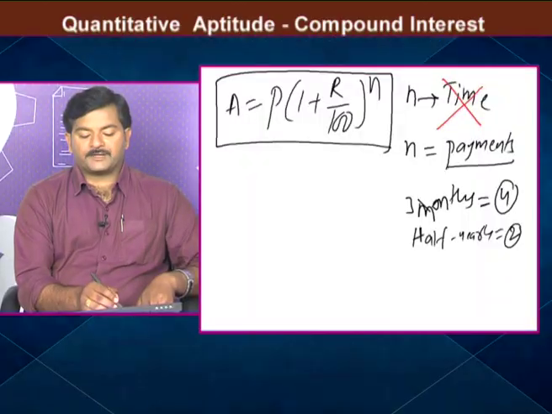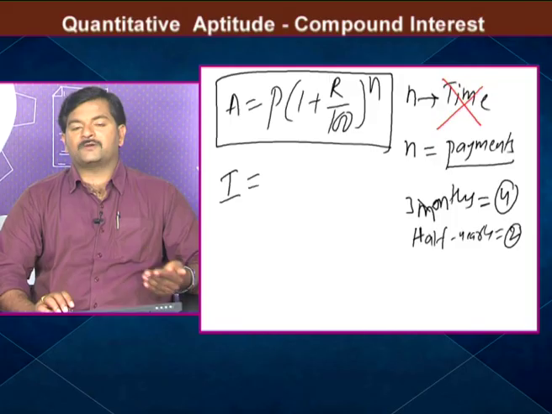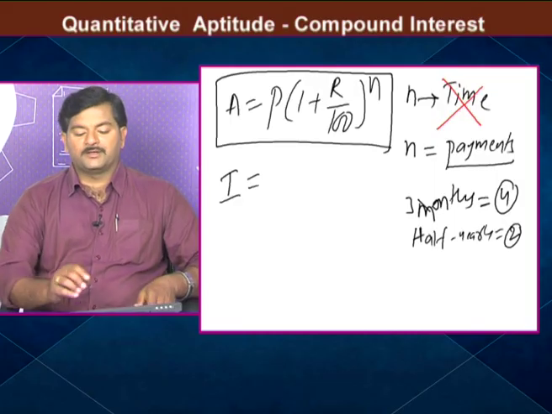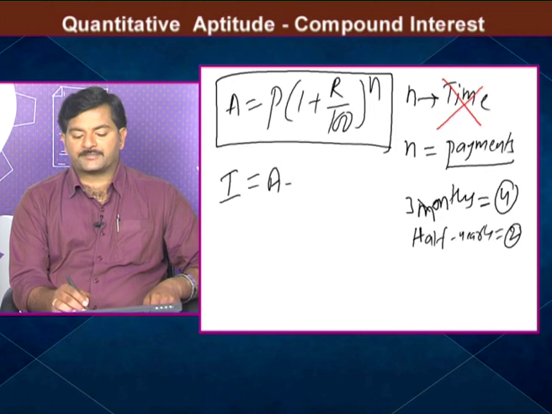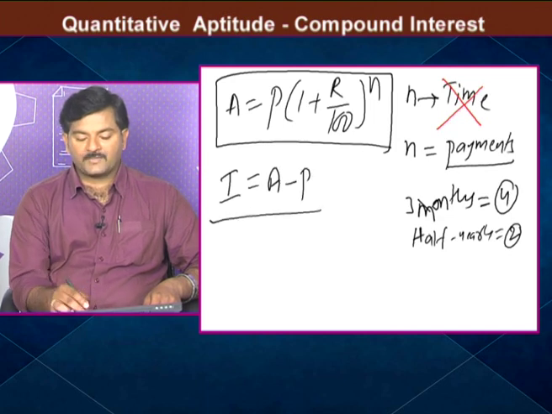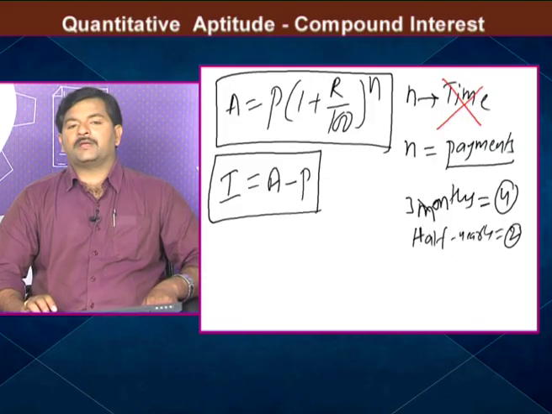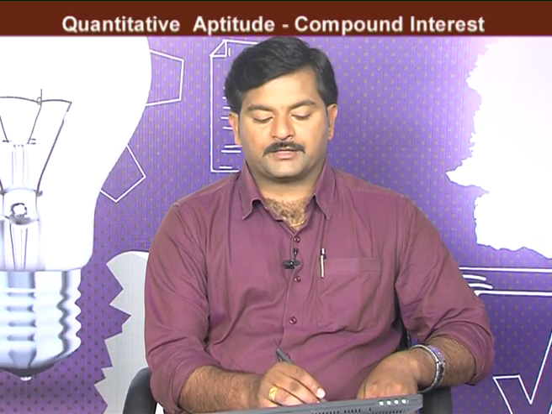Okay. So there is no separate formula to find the compound interest. If we ask you to find the compound interest, first of all we need to find the amount. After getting this amount, from this amount we have to subtract the principal. Then I is equal to A minus P. You get the compound interest.